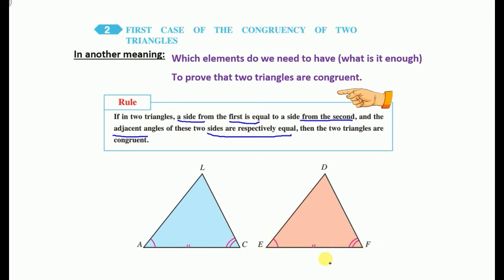So in conclusion, in this chapter, to prove that two triangles are congruent, we need to prove that they have one equal side included between two equal angles. And these two equal angles are in fact the angles that are adjacent to both these equal sides.